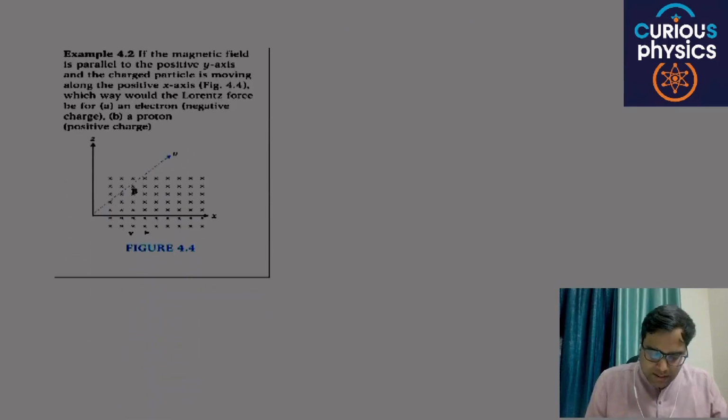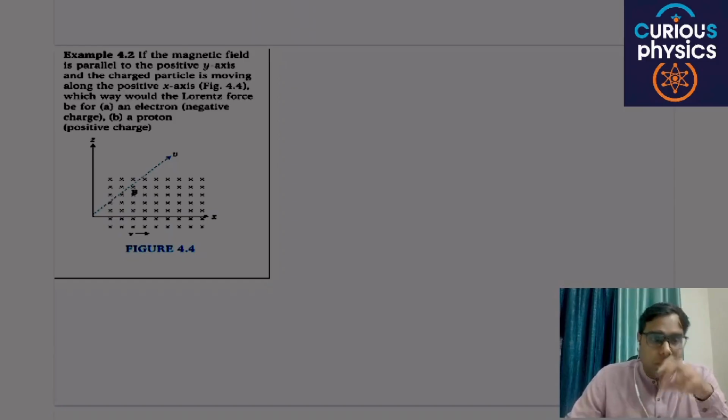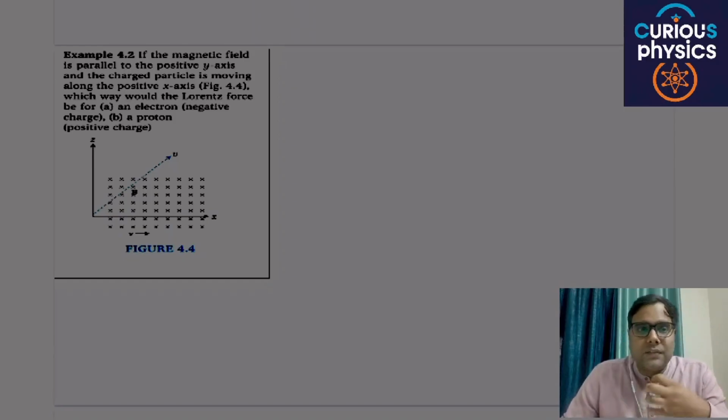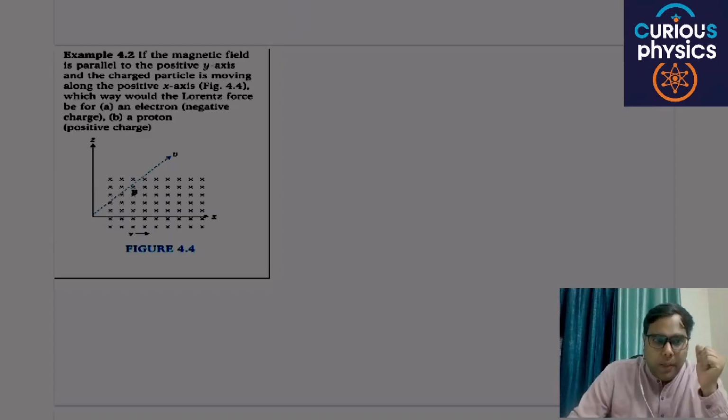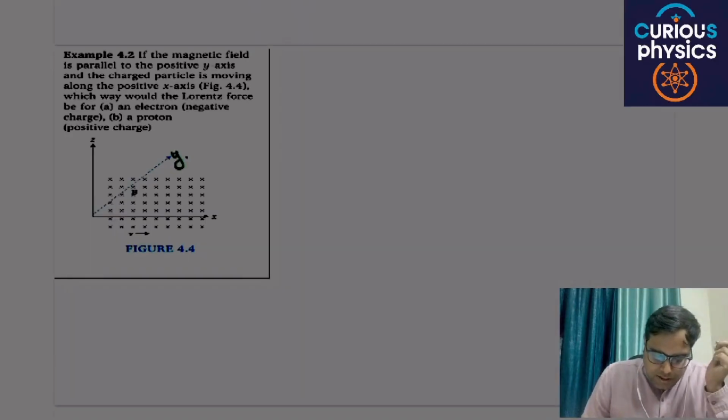This is nothing but a simple example. This is basically a conceptual question. If you are able to solve this question, then your confidence will increase about how to find the direction of force. If the magnetic field is parallel to the y axis, the magnetic field is in this direction, and the charged particle is moving along the positive x direction, which way would the Lorentz force be on an electron?